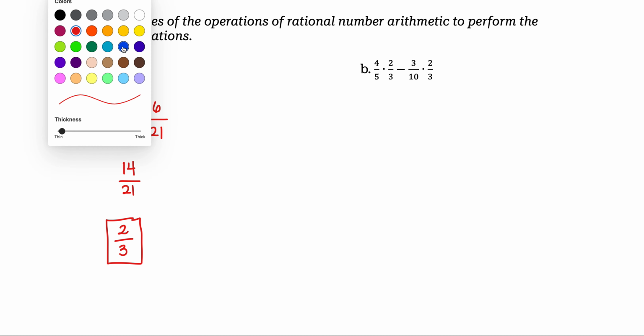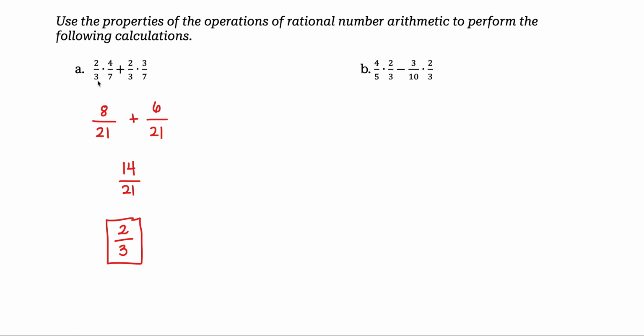Let me show you a second way. If you notice, I've got a 2/3 being multiplied to the 4/7 and then a 2/3 being multiplied to the 3/7. So I'm using the distributive property here, kind of in reverse. I'm going to pull that 2/3 out, and that leaves me with 4/7 plus 3/7. 4/7 plus 3/7 is 7/7, and 7/7 is just 1. So this is just telling me to take 2/3 times 1, or 2/3.